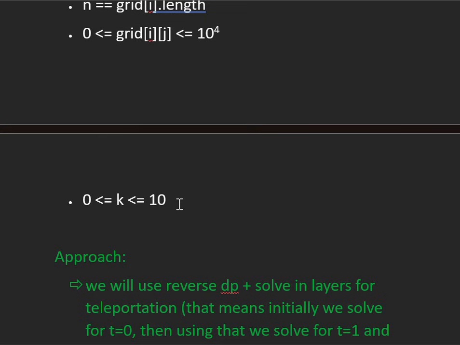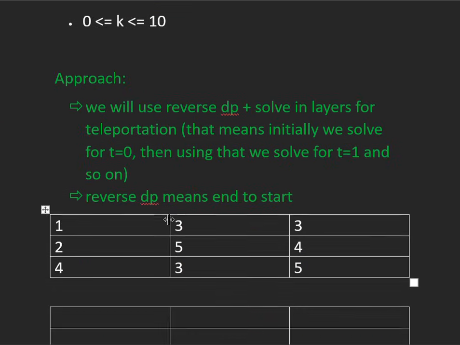If we discuss our approach, what I'm thinking is to use reverse DP plus solve this question in layers for teleportation. What solving in layers means is, first of all I'll be solving for t equal to 0, means there is no teleportation. Then using this data I'll be solving for one teleportation. Then using the data of teleportation 1 I'll be solving for t equal to 2, and so on.